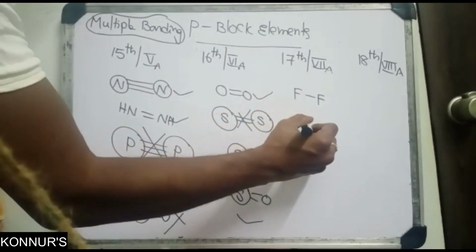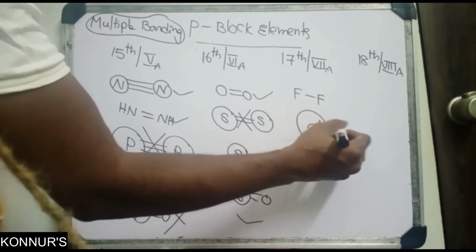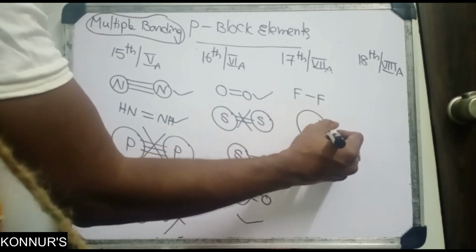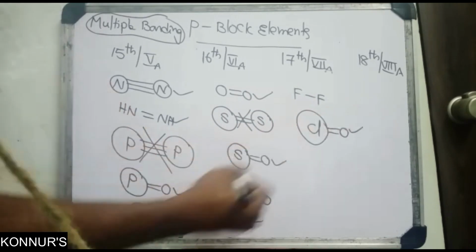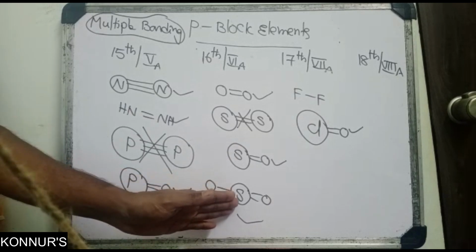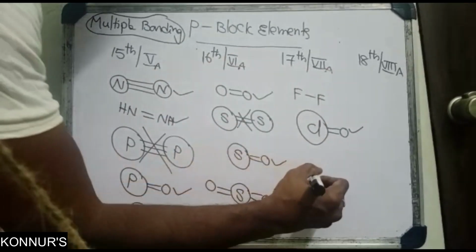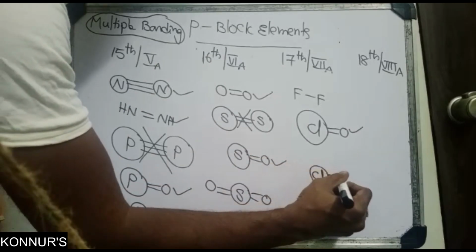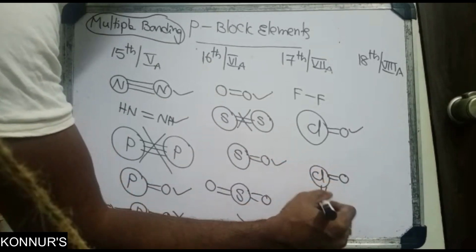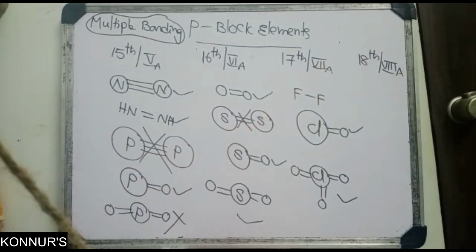Next, suppose you take chlorine. Chlorine is large in size, so with another chlorine it forms a single bond only. But double bond O can exist. Next, moving from phosphorus to sulfur, size is small. Sulfur to chlorine is also very small. So that's why chlorine readily forms, and three double bond O's also exist.